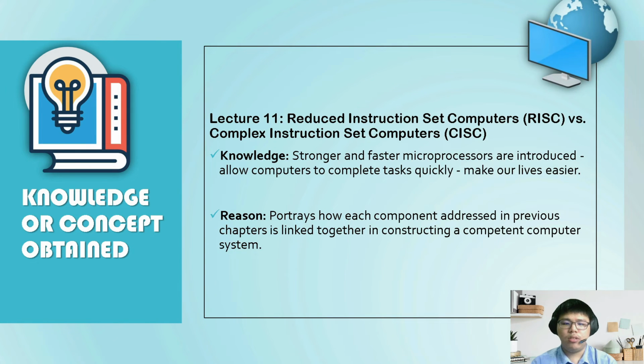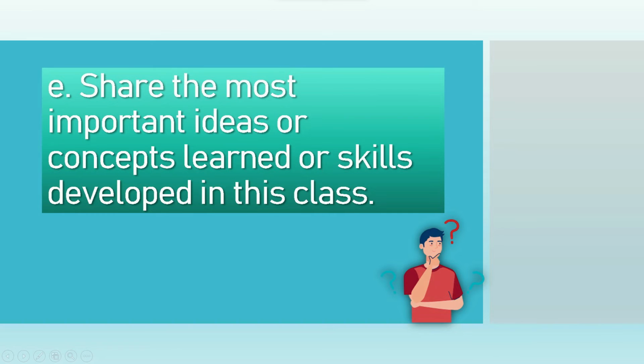Last but not least, during Lecture 11, stronger and faster microprocessors are introduced to allow computers to complete tasks quickly, thus making our lives easier. This information is vital to me since it shows how each component addressed in previous chapters is linked together in constructing a competent computer system.